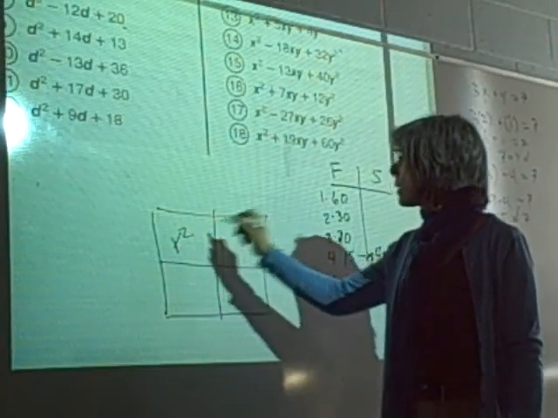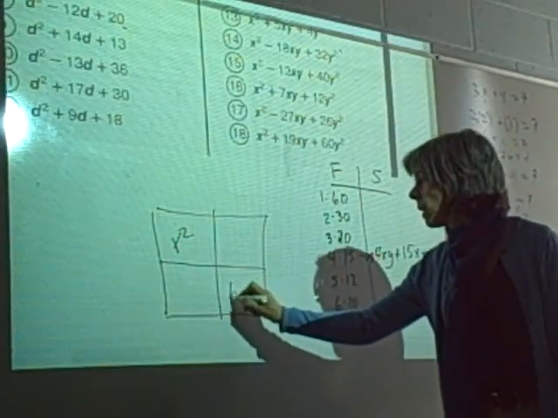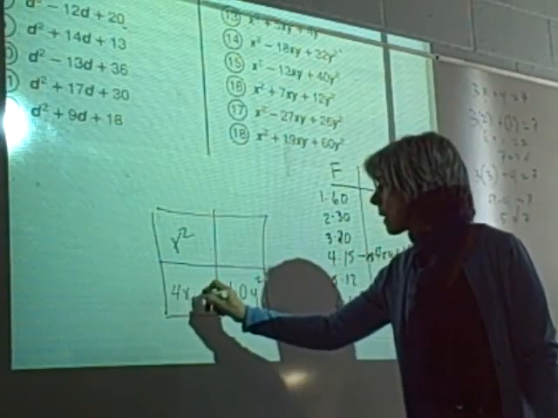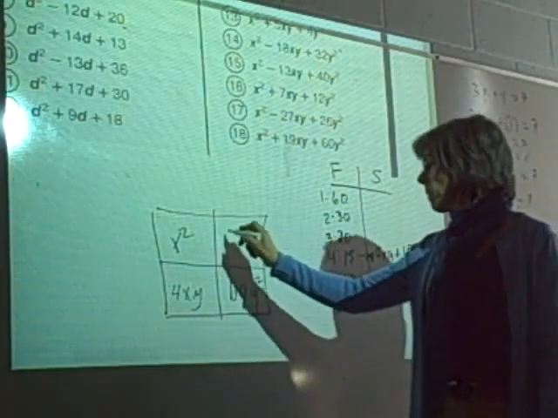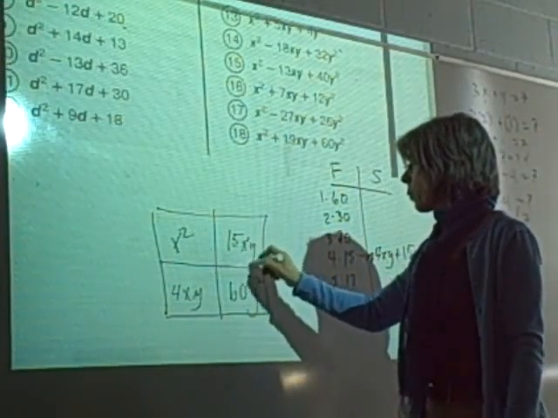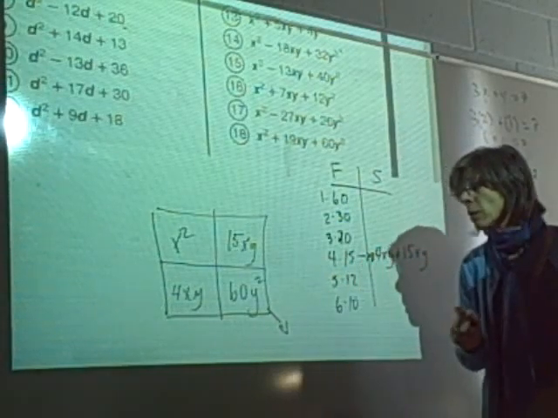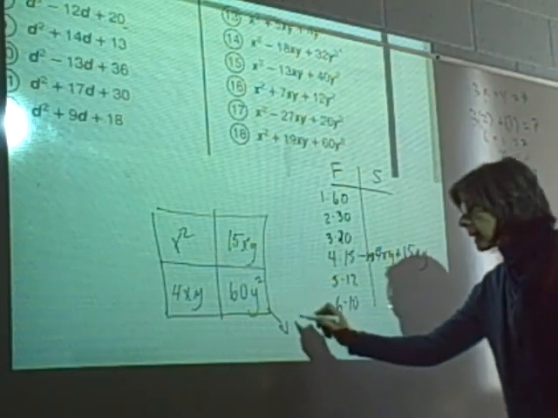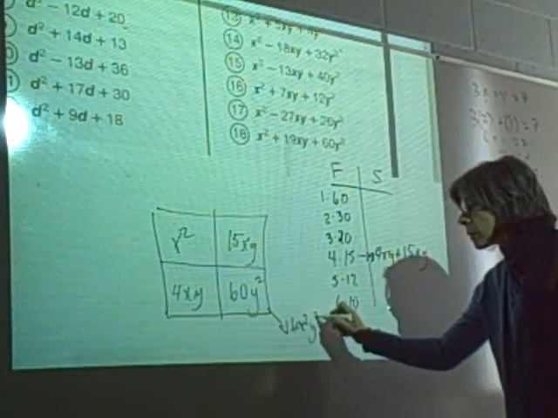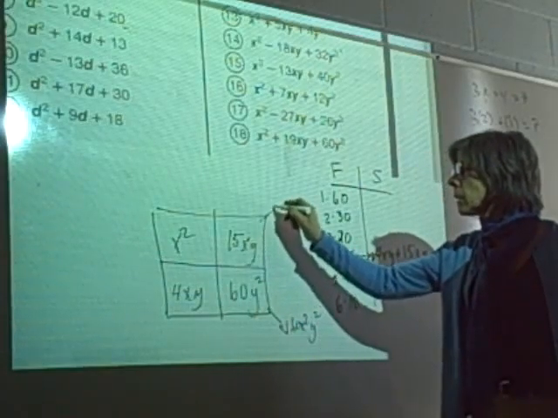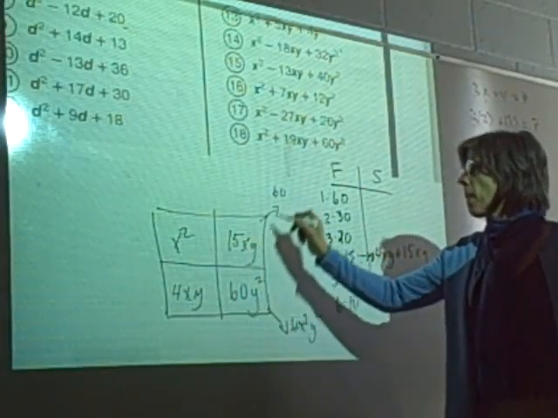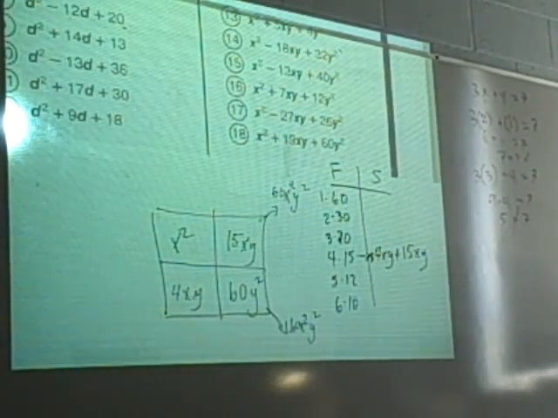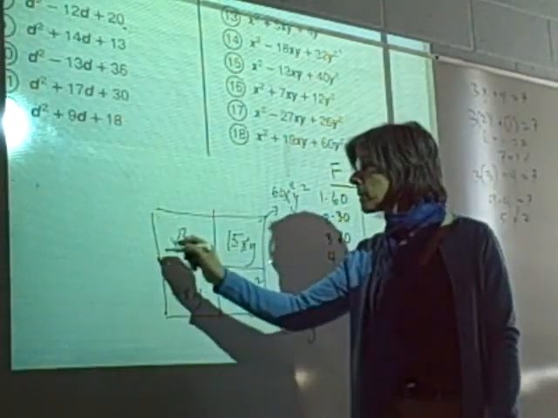x squared, and in my last box, 60y squared, and I'm going to have what? 4xy and 15xy. What does this have to equal? 60x squared y squared, and what does this have to equal? 60. So do I have the right combination of variables? Yes.